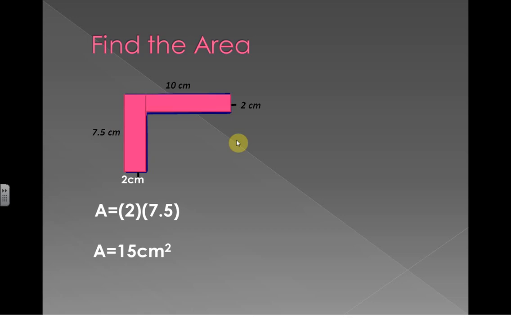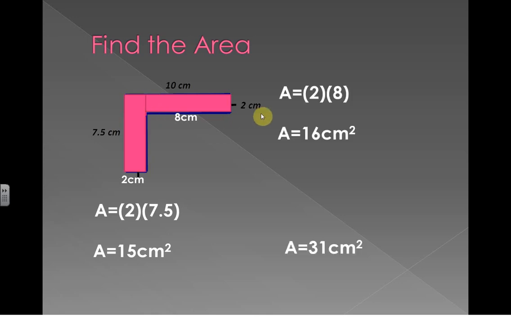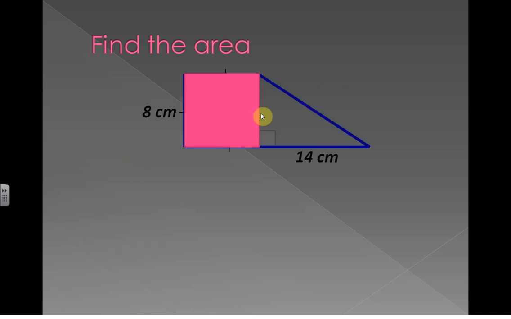And then you got to be careful here. This other rectangle isn't 2 times 10, it's 2 times 8, because I'm only going to here. So I'm not including that 2, I'm just here. So 2 times 8 is 16. Add them together and you get 31. So you have 31 centimeters squared.